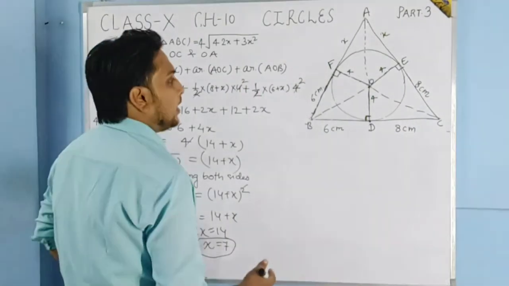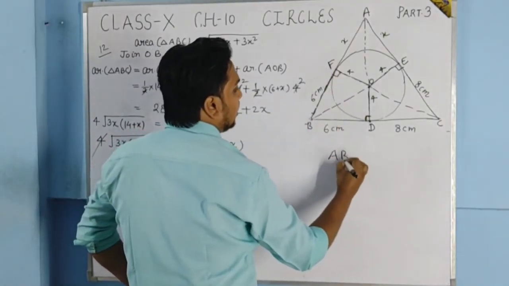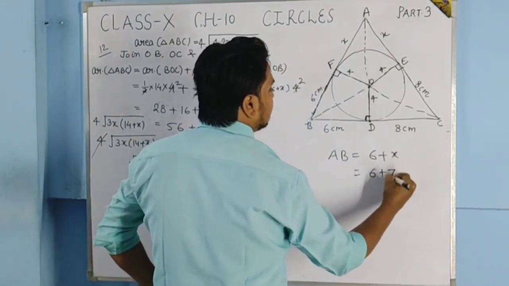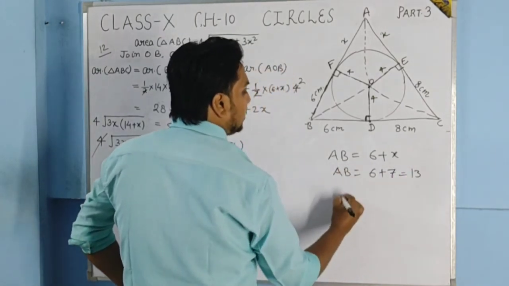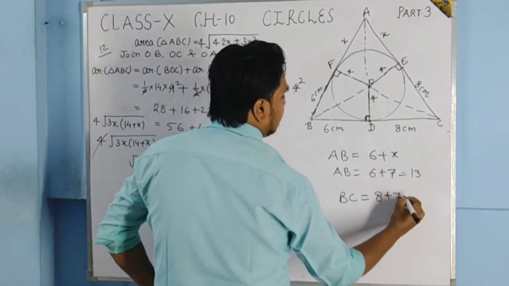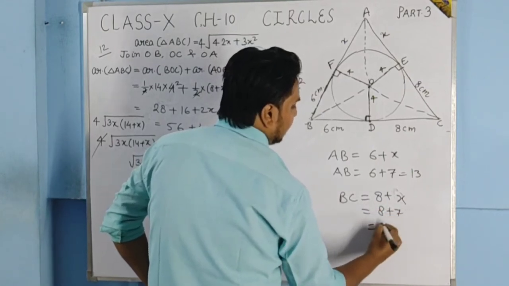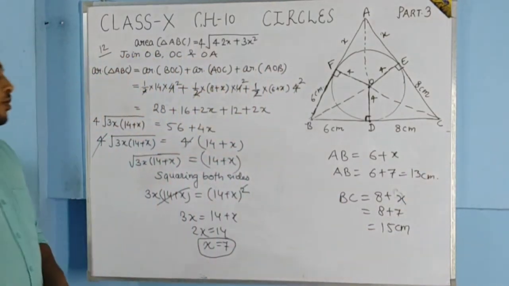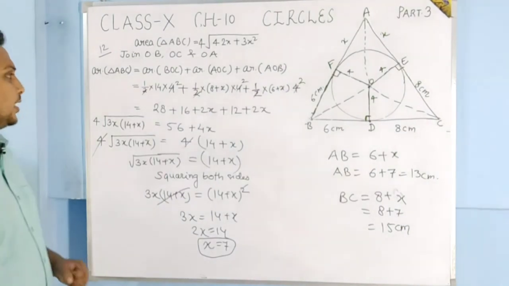Okay, and after finding the value of x, we can put it in the length of the sides AB. AB was what? 6 plus x, na? So it will be 6 plus 7, that is 13. And BC was what? BC was 8 plus x. So here it will be 8 plus 7, that is 15 centimeter. Okay. So AB will be of 13 centimeter and BC will be of 15 centimeter.